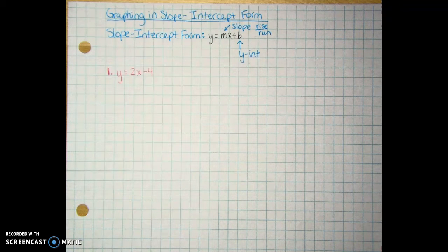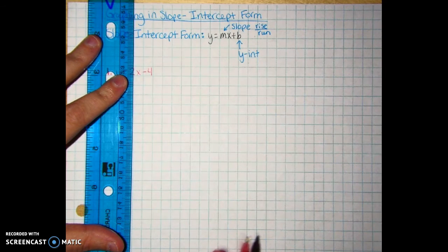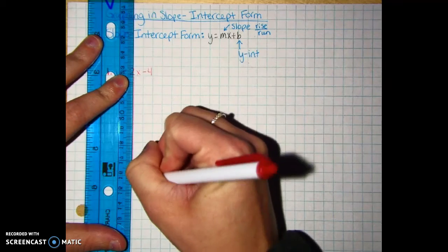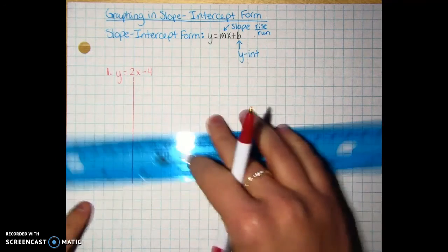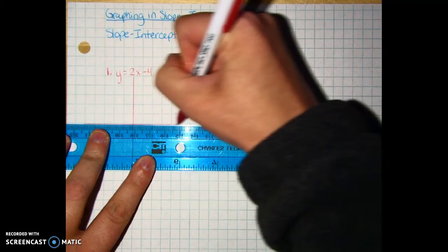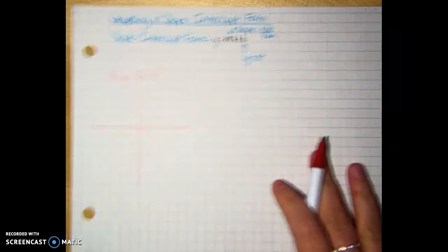Okay, I am going to go ahead and graph number 1, and you don't have to do a table anymore, you don't have to find the x and y, well, it does tell you the y-intercept. You don't have to do that. We're just going to graph it. Okay. So when you graph these, you need to start with the y-intercept.